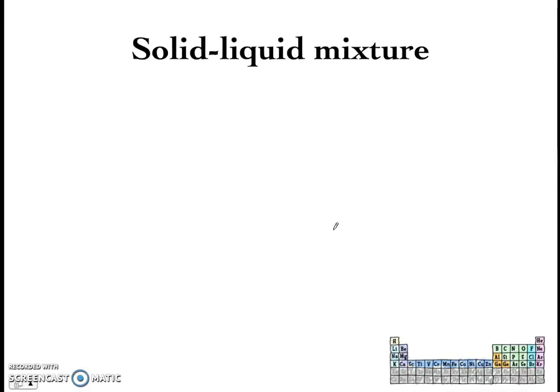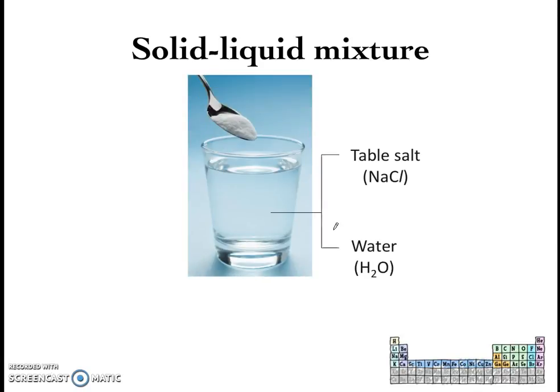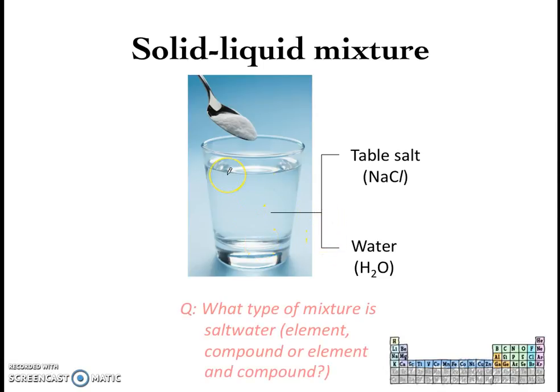And finally, we have a solid-liquid mixture. For this, it's a very simple example. It's just like taking salt mixed with water. We take the salt and we dissolve it into water. That actually makes a solid-liquid mixture. Now what type of mixture is salt water? It is a mixture between two compounds, because water is a compound and table salt is also a compound.